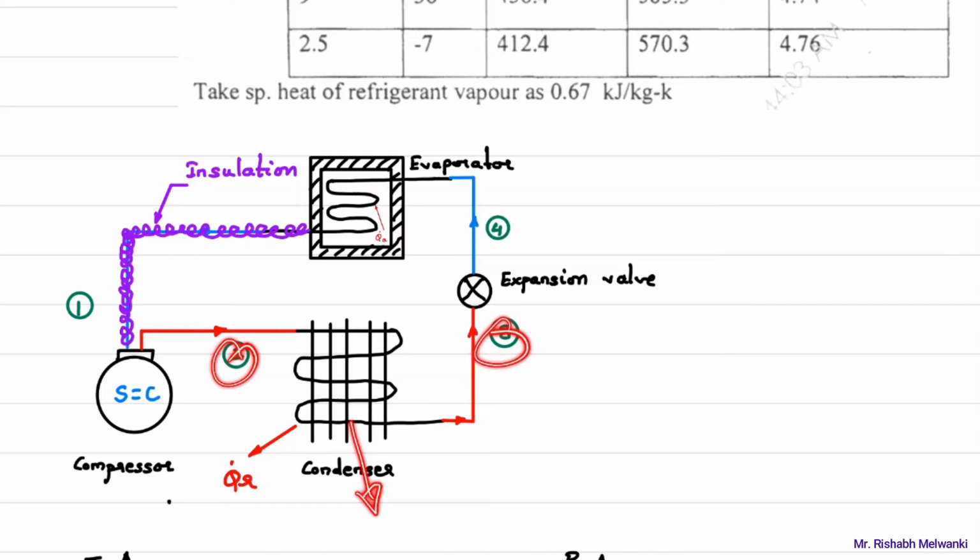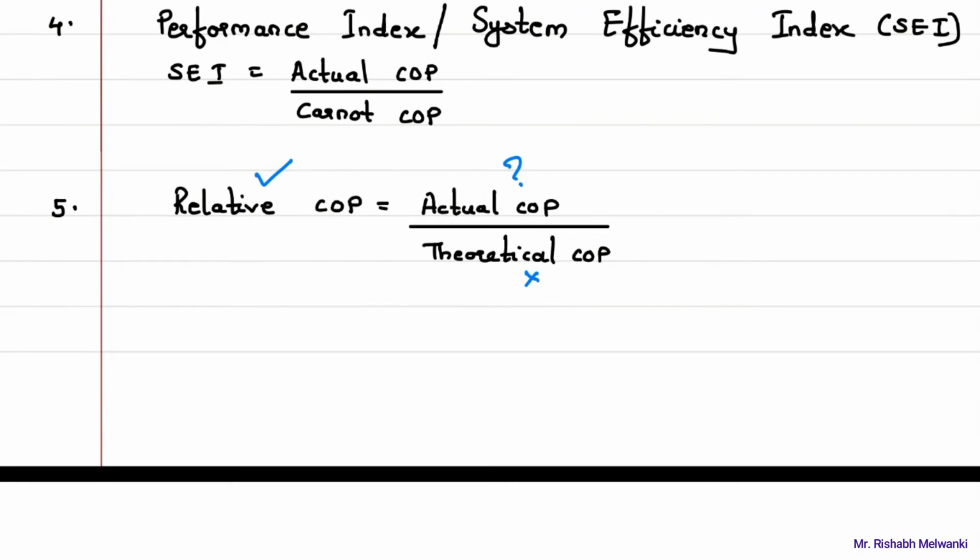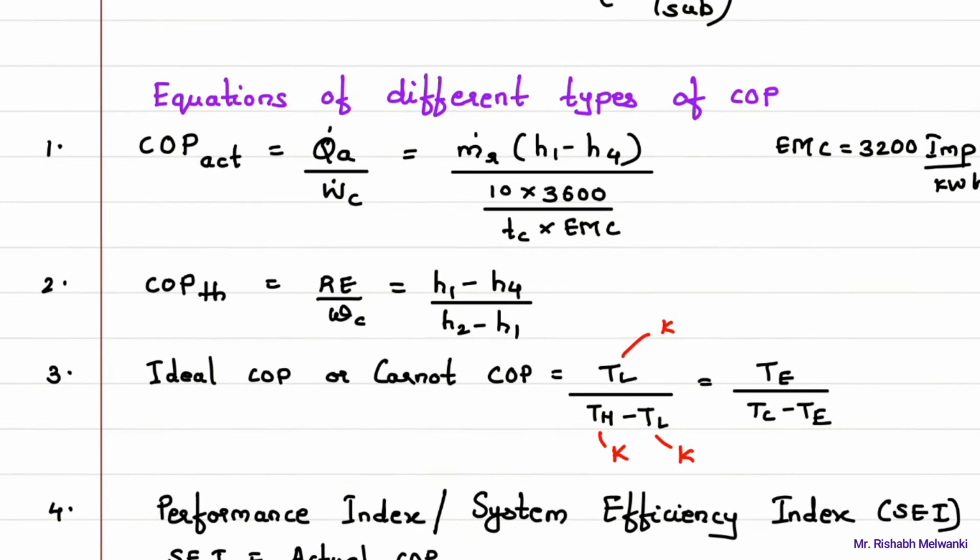Okay, so all four processes: 1 to 2 isentropic compression, then 2 to 3 constant pressure heat rejection in the condenser from the refrigerant to the atmosphere, then 3 to 4 isenthalpic expansion, and 4 to 1 heat absorption in the evaporator. Now our target is, first, to find the theoretical COP. If we find the theoretical COP, then multiplying it by the relative COP gives the actual COP. In order to find the theoretical COP, we require H1, H4 and H2.